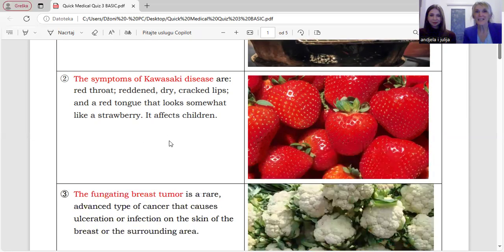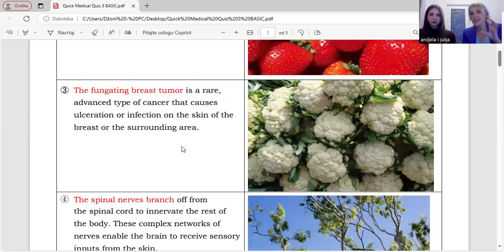Okay, great. Number 2 is the strawberries, so the symptoms of Kawasaki disease. This is a children's disease, so it says it affects children. So we have red throat, red and dry cracked lips, and red tongue that looks like a strawberry. This one was okay too? Yes. Right. So this one, I apologize, I didn't say the word cauliflower as it is, but actually the breast tumor very much resembles cauliflower. So you could maybe guess that this one was left over, so the only choice is pretty much the cauliflower.